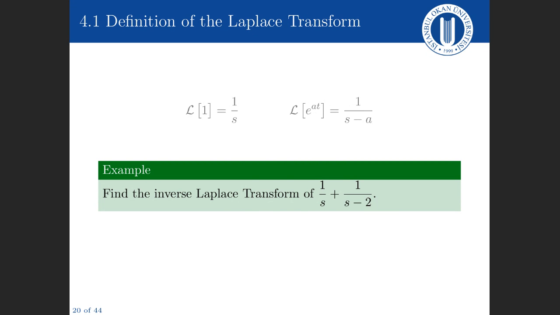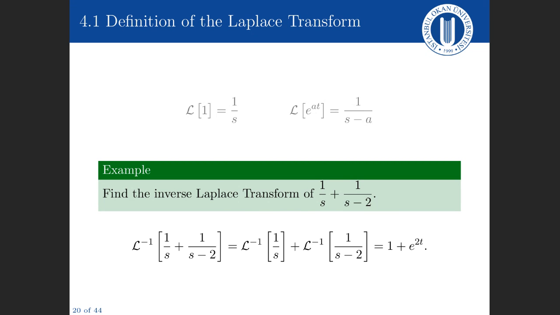Another example, find the inverse Laplace transform of 1 over s plus 1 over s minus 2. Because the inverse Laplace transform is linear, we can split this up into 2 inverse Laplace transforms. We know these already. We've already looked at these ones. The inverse Laplace transform of 1 over s is 1, and the inverse Laplace transform of 1 over s minus 2 is e to the power 2t.